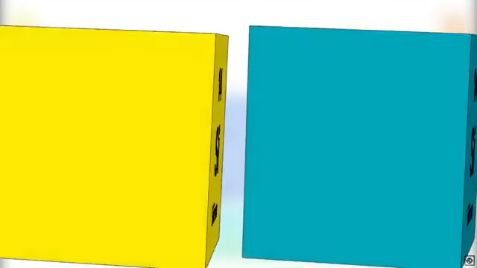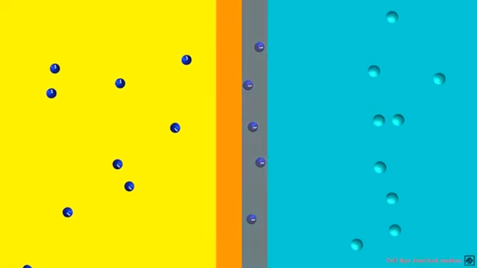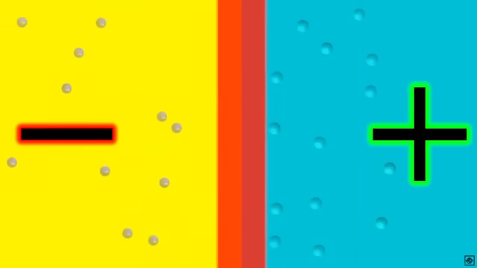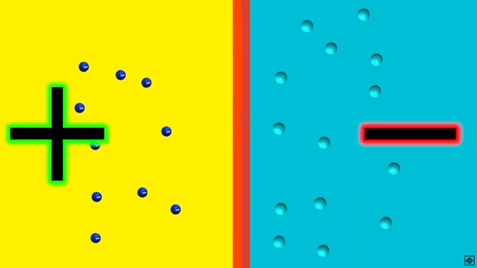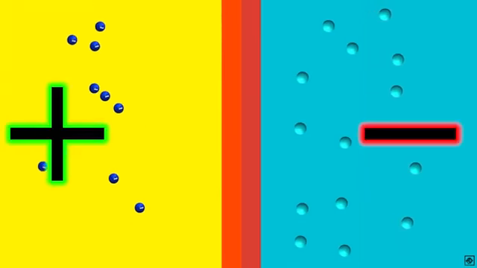Now, if we join them, then at the junction, the electrons from N-type will fill the holes in P-type, depleting the charges near the junction. This region is known as the depletion region. If we connect P-type to the positive terminal and N-type to the negative terminal of the battery, then the depletion layer reduces, and this is called forward bias. If the polarity of the battery is reversed, the depletion layer increases, and this is called reverse bias.